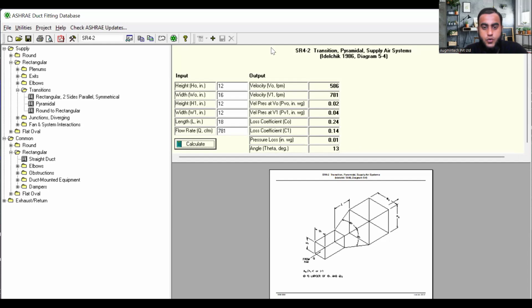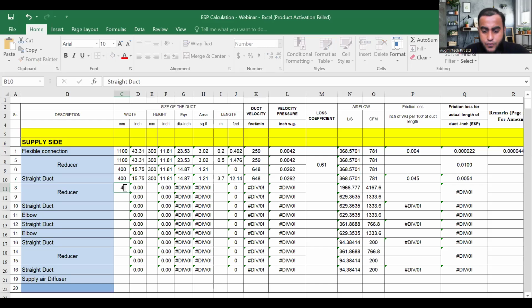Okay. So now we'll show you in the Excel sheet. Just write down 400 by 300, 300 by 300. After reducing, this width and height is 300 by 300, correct? The total length of the reducer is 4 pi, meaning 0.45 meter. Is it clear? And the friction loss value, when you see.